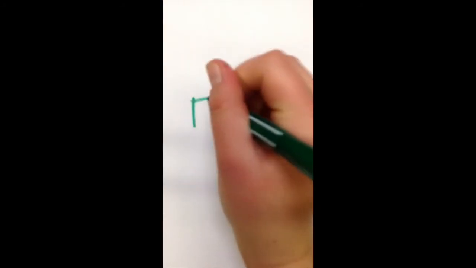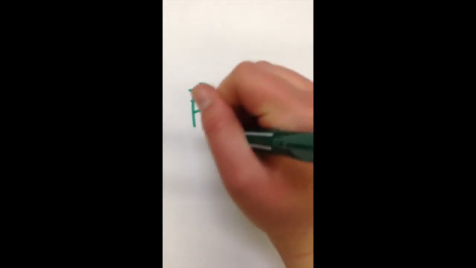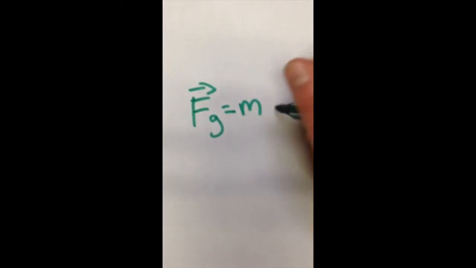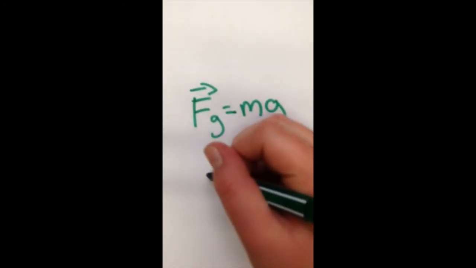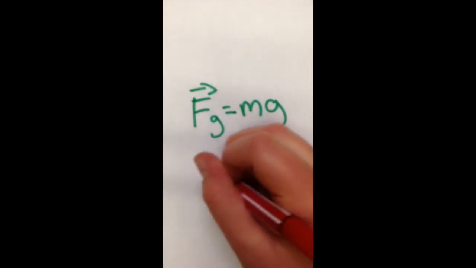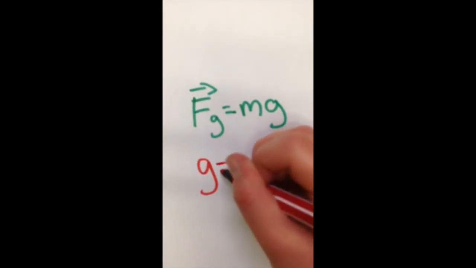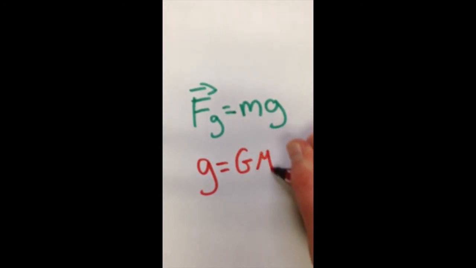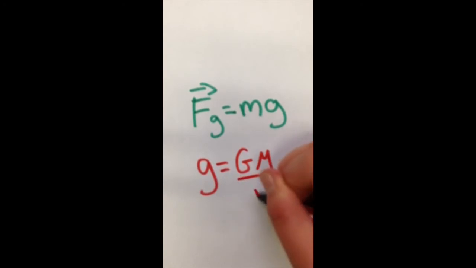The force of gravity on an object can be calculated using the common equation Fg equals mg, where Fg is the force of gravity, m is the mass of the object, and g is the acceleration of gravity acting on the object. The acceleration of gravity, or gravitational field strength, can be calculated by the equation little g equals big G m over r squared, where little g is the acceleration of gravity, or gravitational field strength, big G is a universal gravitation constant, m is the mass of the central body, and r is the distance between the centers of the two bodies.